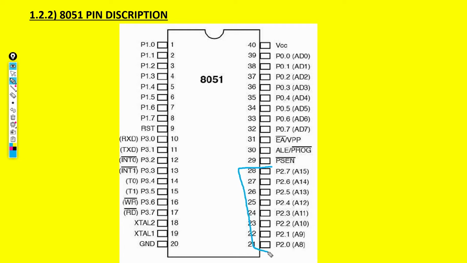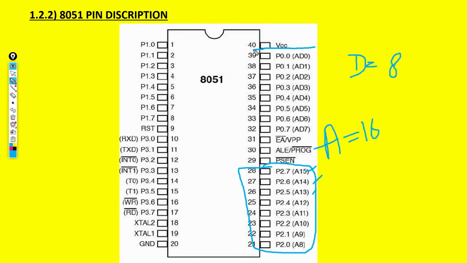See, there is written A15, A14, A13. As I told you, the address bus was of 16 bits and the data bus was of 8 bits. And where is the data bus? The data bus is present here in port 0. See, AD means address bus, data bus. So the data bus is 8 bit and the address bus is 8 plus 8, 16 bits.